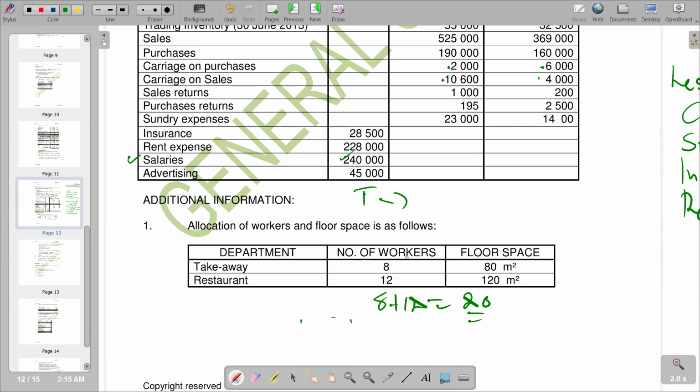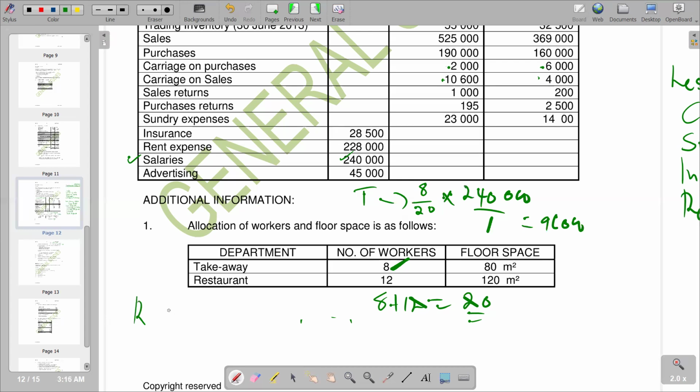So for takeaway, we're going to say we've got 8 there for takeaway. So 8 over 20, then multiply by the figure for salaries, which is 240,000, over 1. So it becomes, say, 8 divided by your 20, you are going to get your 0.4, and then you multiply it by 240,000. You are going to get your 96,000. So here we go to 96,000.